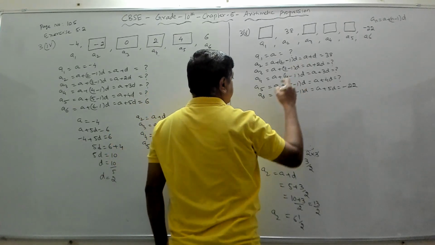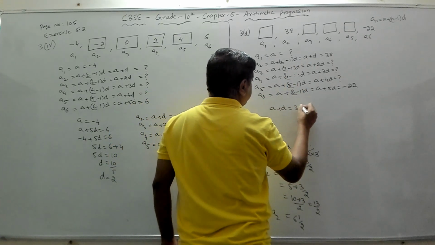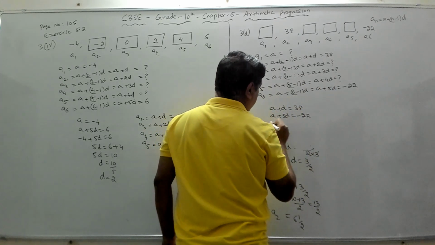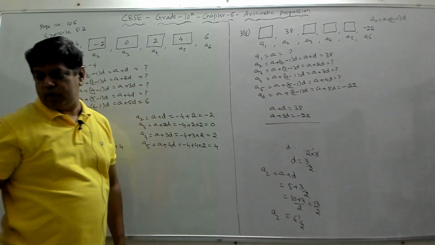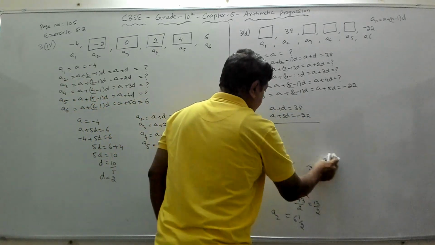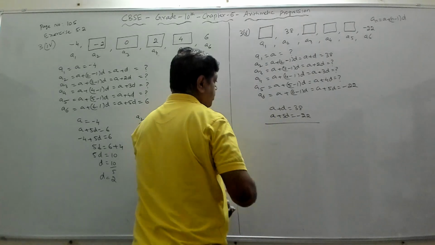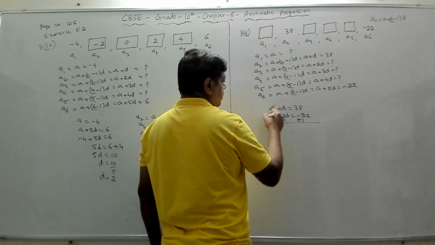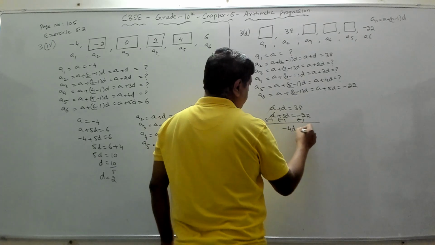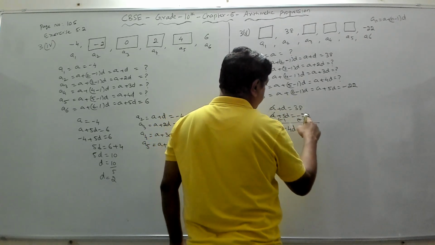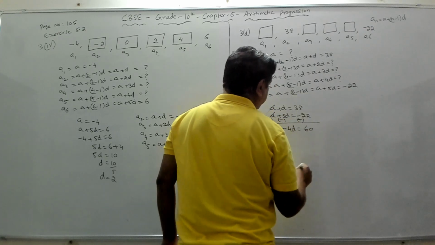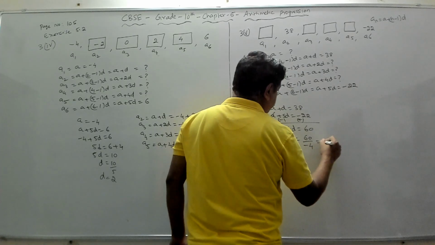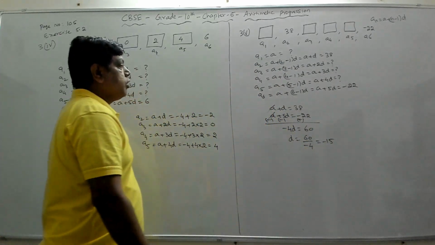So what we know is A plus D equal to 38, and A plus 5D equal to minus 22. Let's solve this pair of linear equations in two variables to find the value of A and D. If you subtract, minus becomes plus. Elimination method, A goes off. This is D minus 5D is minus 4D, equal to 38 plus 22 is 60. Now D becomes 60 by minus 4, which means minus 15. So D is minus 15.